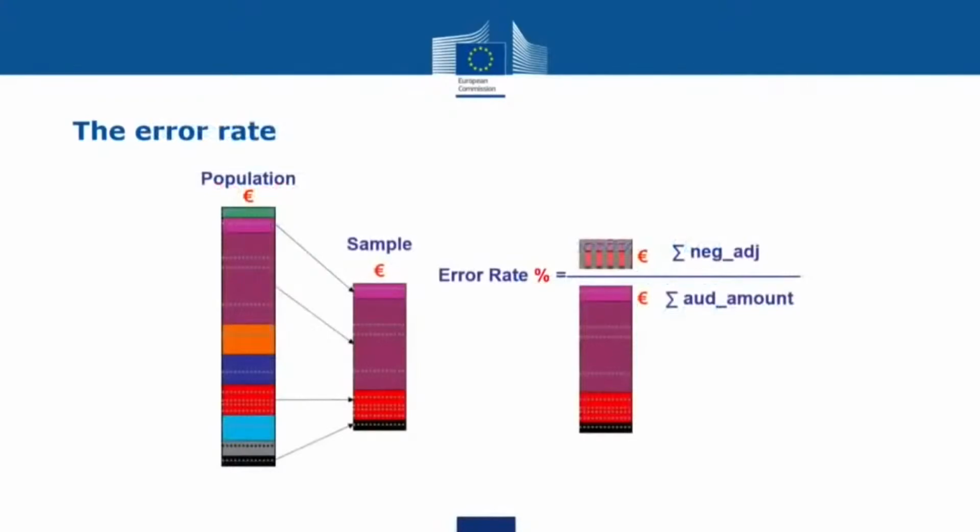Now, quickly, just to give you an idea about how the error rate is calculated, basically, from the audits that we are performing, from the population of paid Horizon 2020 grants, we are taking a sample and we calculate an error rate based on a simple calculation. Basically, we are summing up the negative adjustments from the audit, and we are dividing this by the sum of the audited amounts.